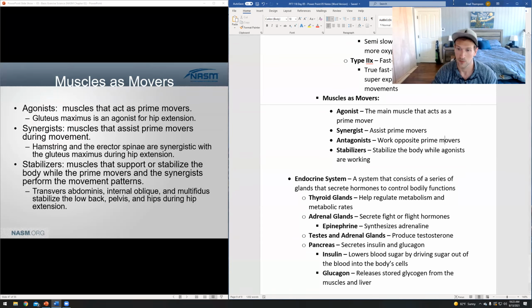And then there are stabilizers running throughout the body, which are really just there to make sure that your body doesn't fall out of alignment. You know, your rotator cuff, your core muscles, all the stuff that's going to keep you upright while you are doing these big, heavy movements.